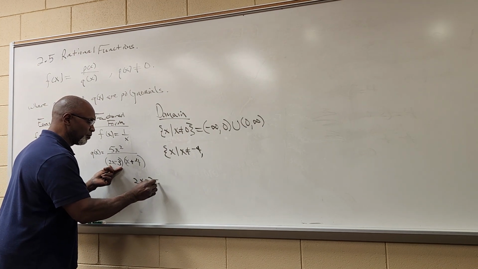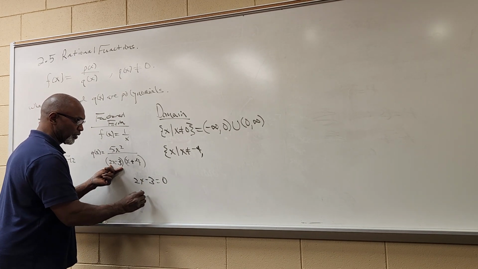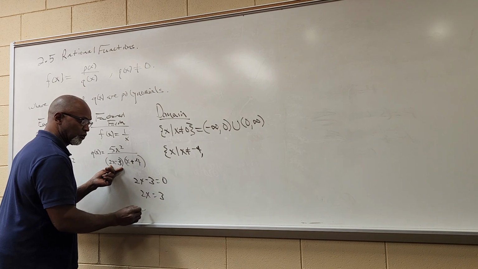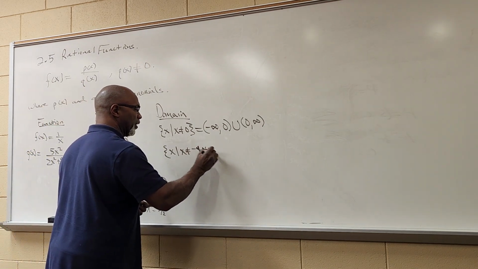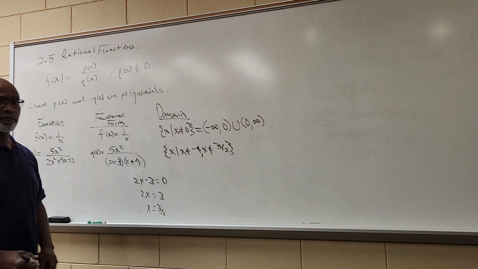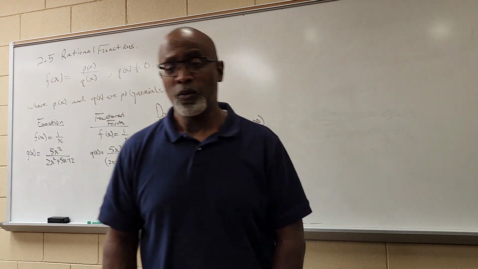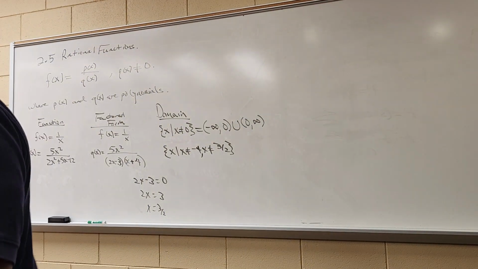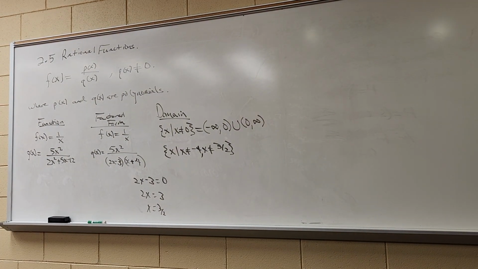So you might have to do a little bit of arithmetic here. Where can 2x minus 3 be 0? Well, I add 3 to both sides. 2x equals 3. x equals 3 halves. So x can't be 3 halves too. So there's my domain. The set of all x, all real numbers x, except where x is negative 4 and where x is 3 halves. That'll be my domain, okay?